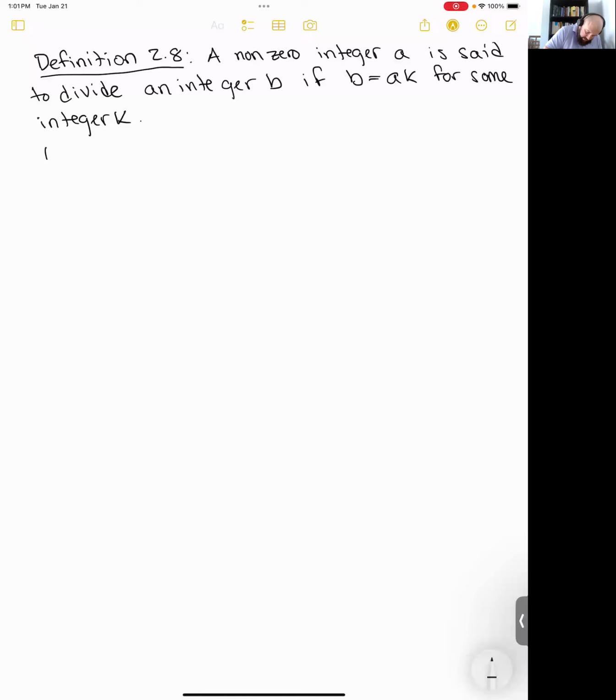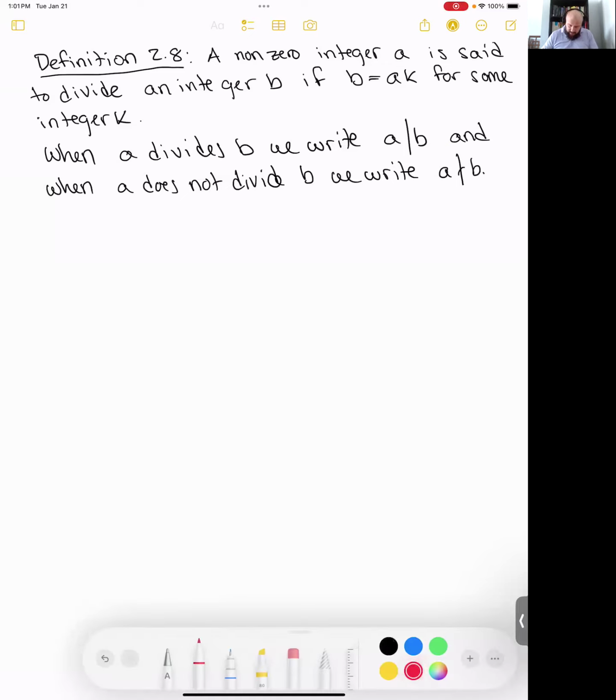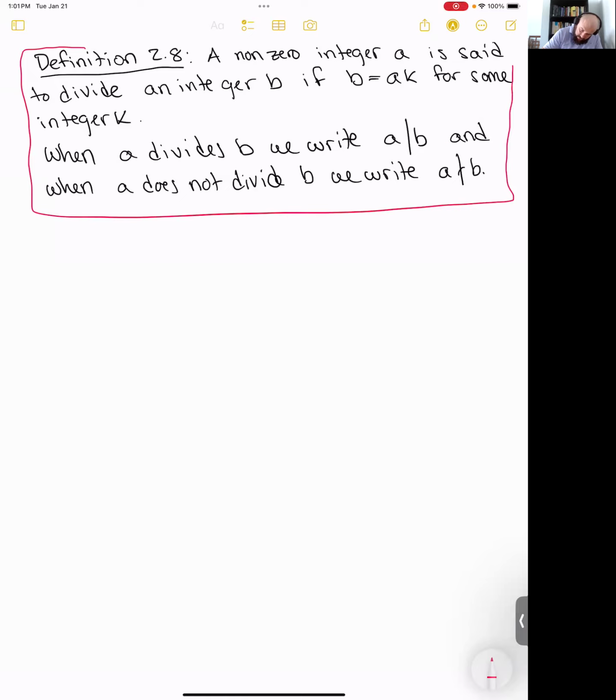Okay, nice. So then when a divides b, we write a with a long vertical line, and when a does not divide b, we write a does not divide b. Okay, good. So this is a definition of what it means for one integer to divide another.